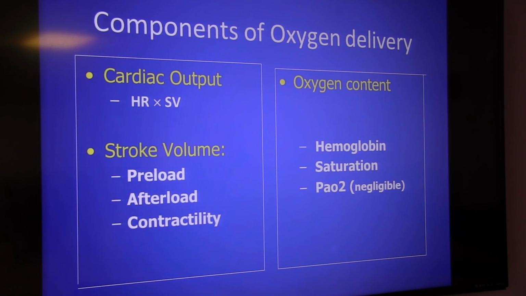And then we'll talk about, so outside of ECMO, what are your components of oxygen delivery? So your cardiac output is determined by your heart rate and your stroke volume. And then your stroke volume is going to be affected by your preload, your afterload, and your contractility. And your oxygen content is going to depend on your hemoglobin, your saturation, and a little bit on your PaO2.